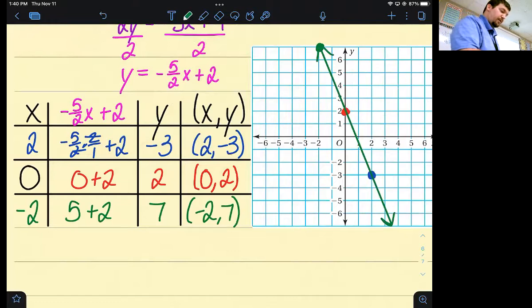Since we know that the number in front of the x should be the slope, that means we should be able to go down 5 and over 2, right? So down 1, 2, 3, 4, 5 over 2. Looks good. That is our slope.